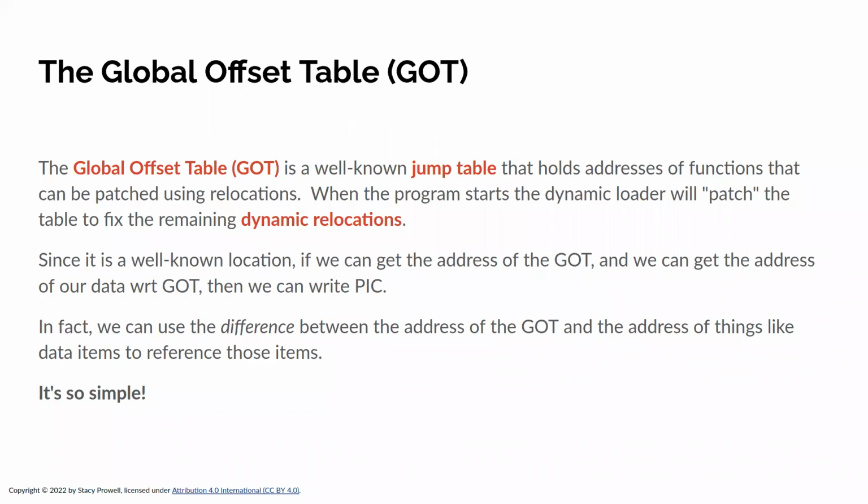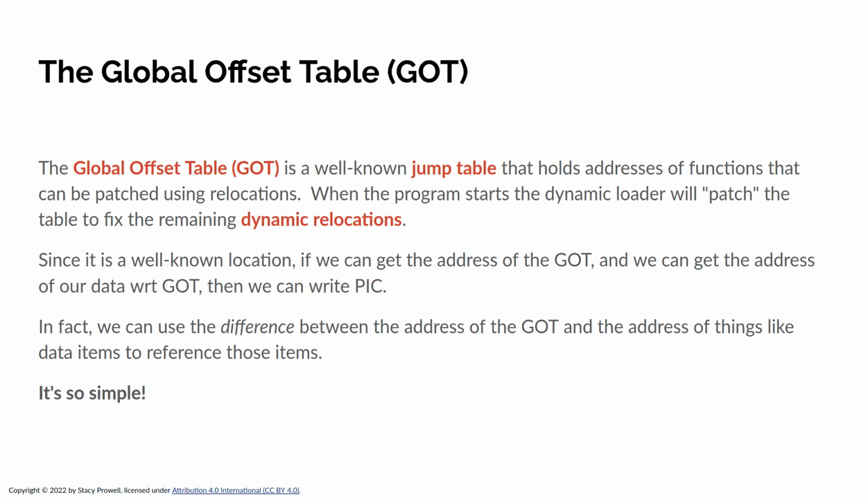So the global offset table is a well-known jump table that holds the address of functions that get patched during relocations. We're not going to make it through all of this today, so we'll have to resume it next time. But let's get as far as we can. When the program starts, the dynamic loader will patch the table to fix any remaining dynamic relocation. So a static relocation can be fixed by the linker. Dynamic ones, we have to wait till runtime to see what address we actually get, and then we can fix them. And the dynamic linker does that for us.